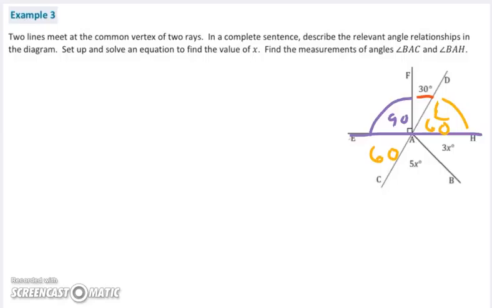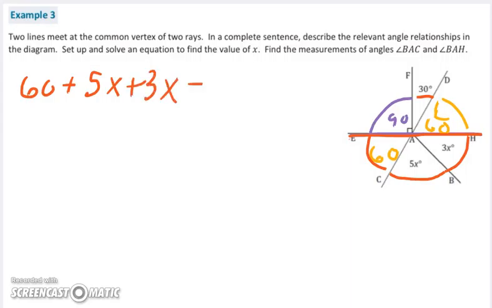Okay. Well, now I know this chunk here. I know that guy's 5x and this guy's 3x. So there's another supplementary angle. So we have 60 plus 5x plus 3x equals 180.